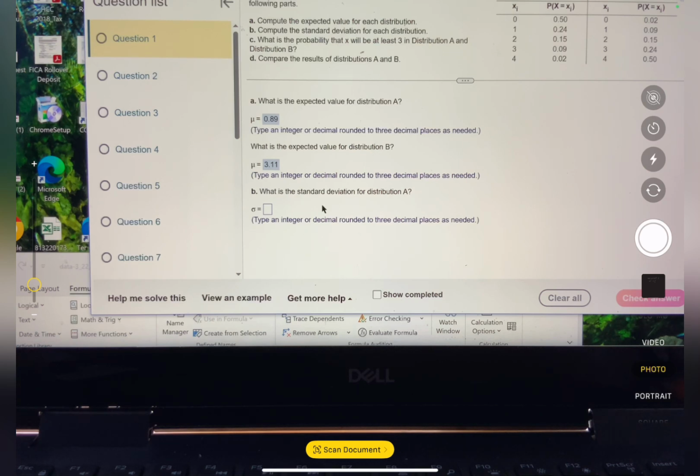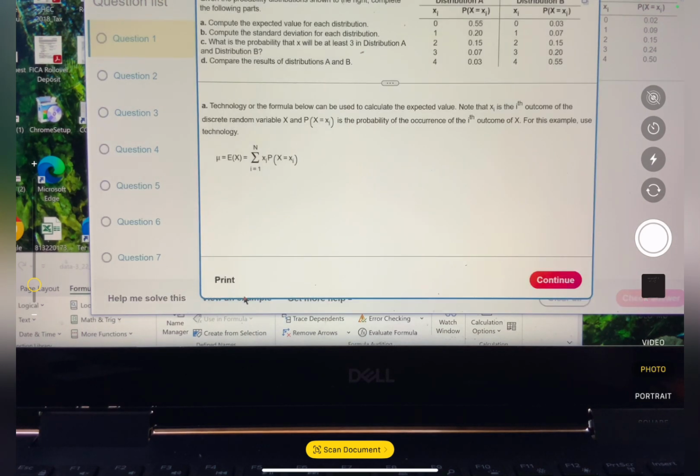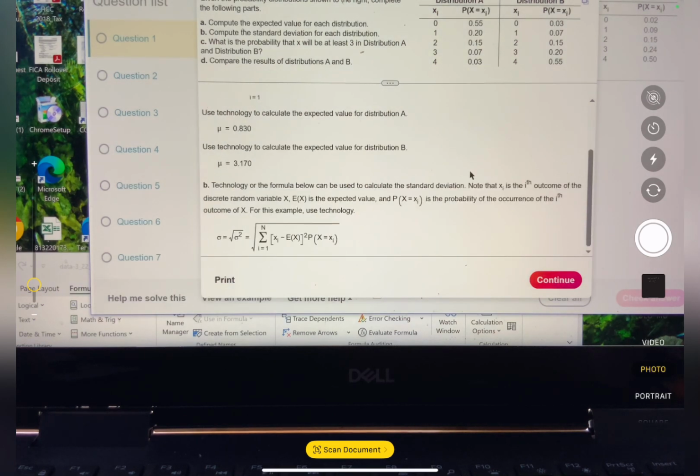What is next? Find the standard deviation for the distribution. You understand what standard deviation is, right? How far every element has drifted from the average. So for standard deviation, write down this formula. It's going to be the square root of variance, sigma squared equals the square root of variance.